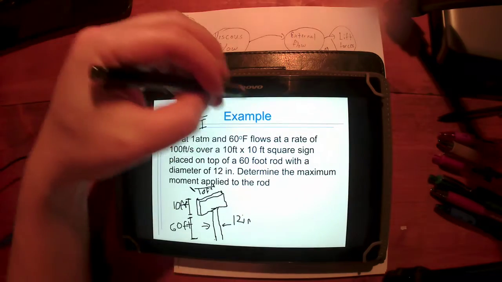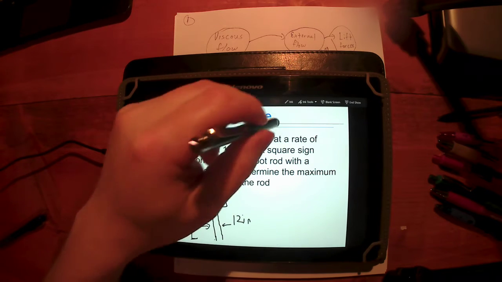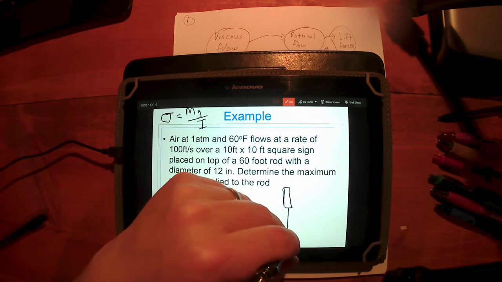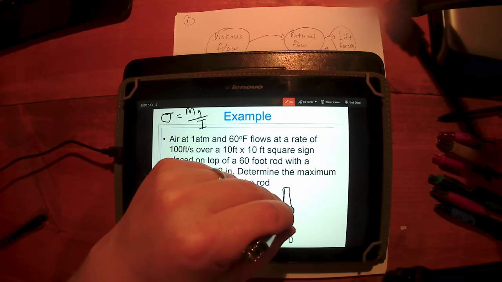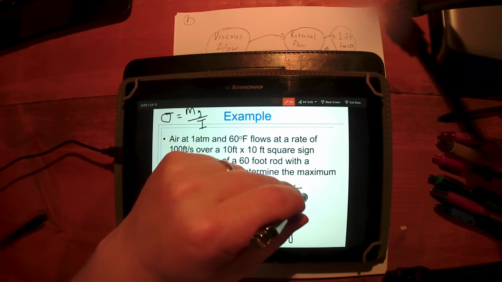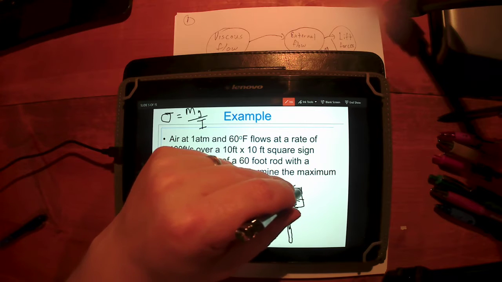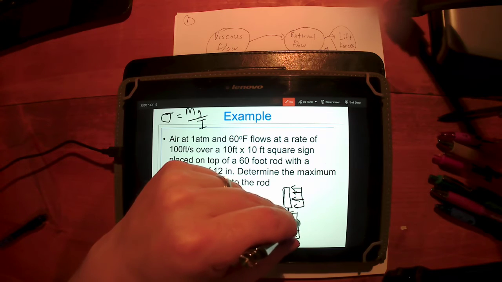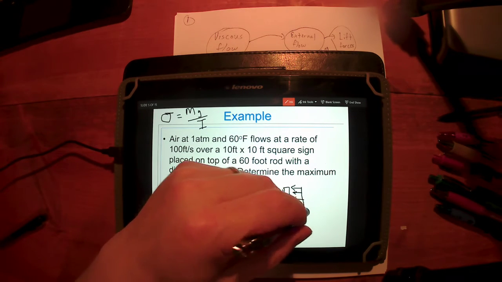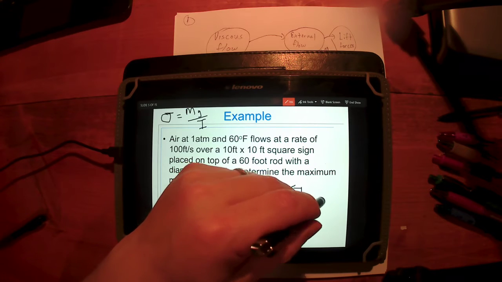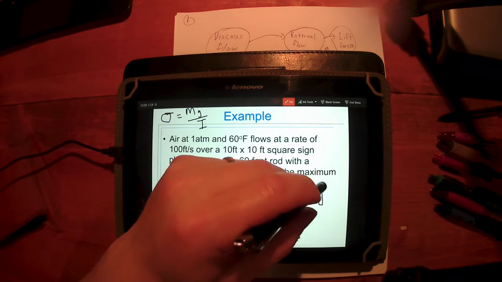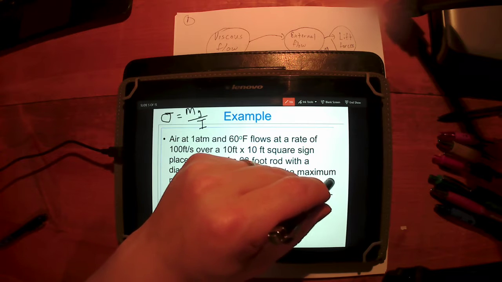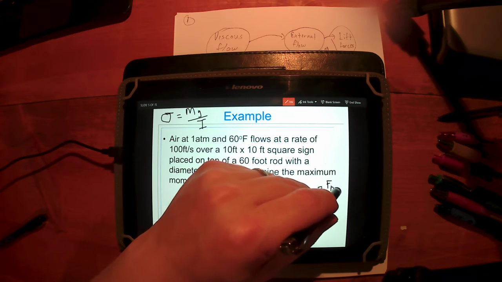Okay, so if we look at this thing, realistically, you're going to have a distributed load applied here and a distributed load applied here. And what we're going to do is assume it's a normal distributed load, and we're going to apply that force. This is going to be the drag force on the sign, subscript S.